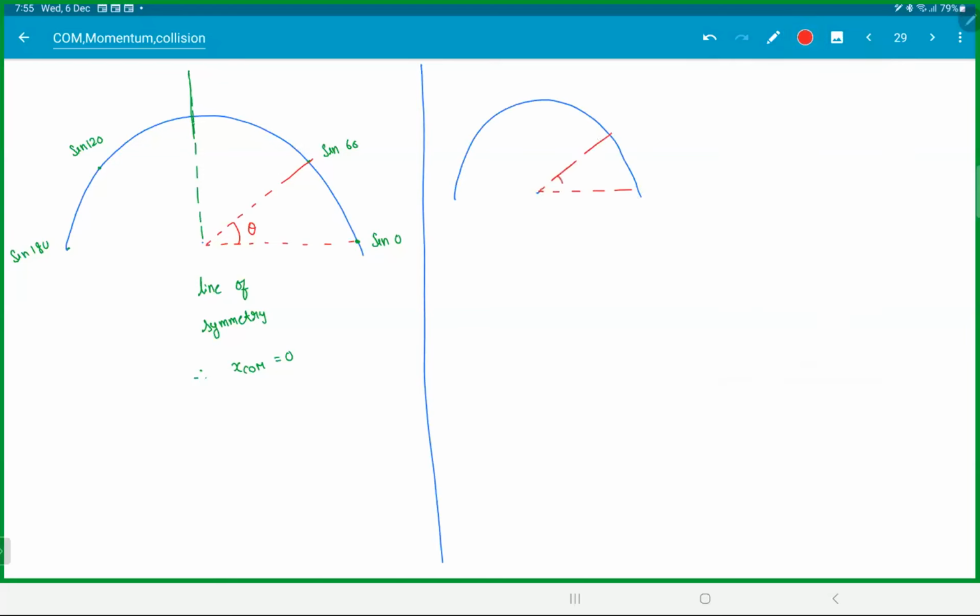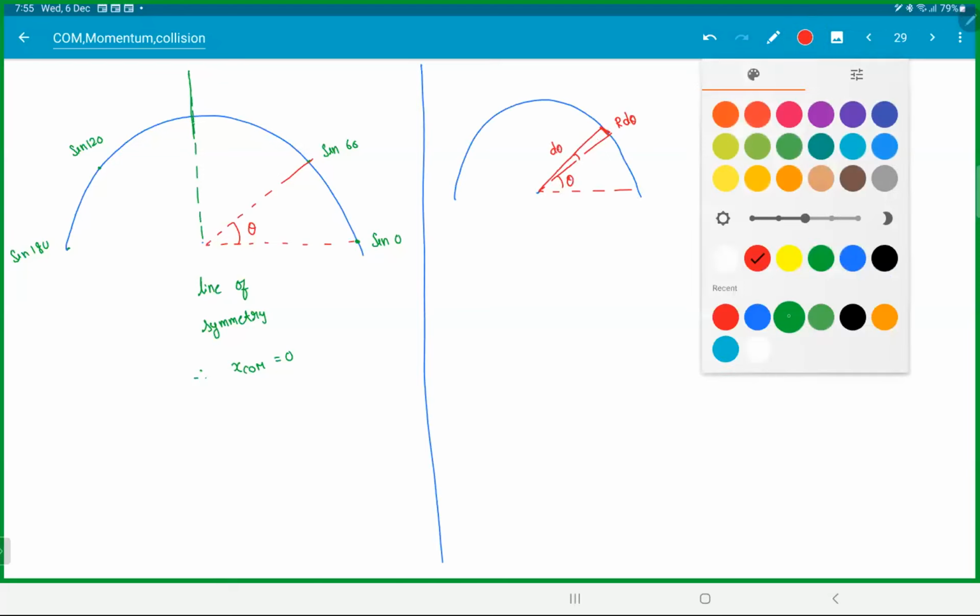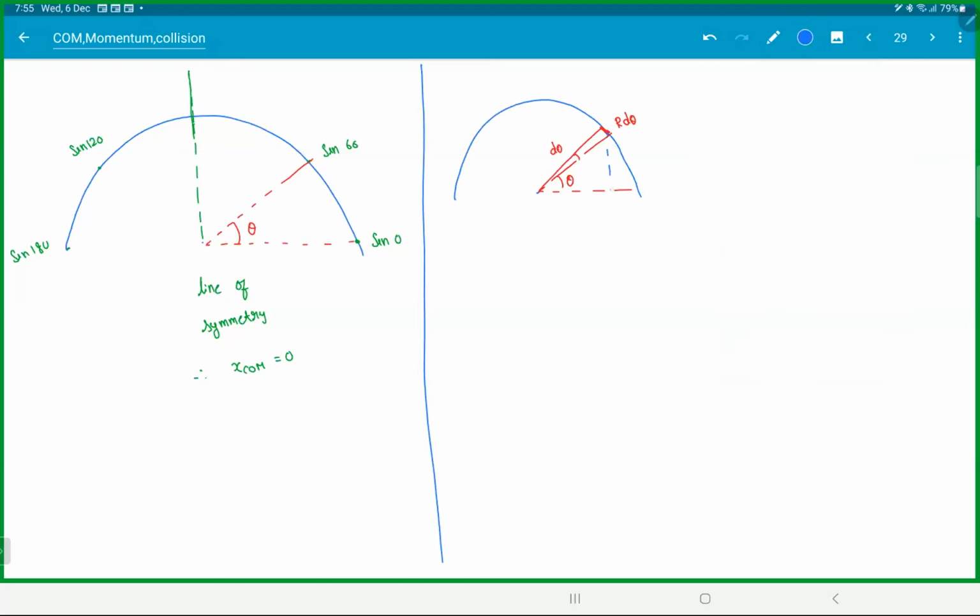At an angle theta, take a small piece d theta. This is your arc R d theta. So this coordinate would be r cos theta, comma r sin theta. Mass of this small piece will be lambda R d theta, and lambda is lambda naught sin theta. You're interested only in the y coordinate. You know everything, and remember, theta will go from 0 to 180. So integral y dm by integral dm.